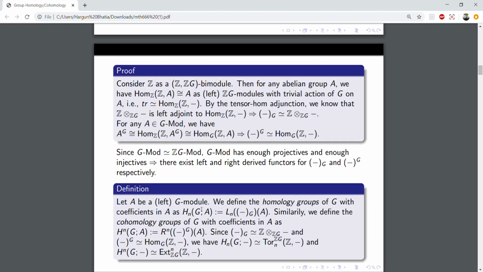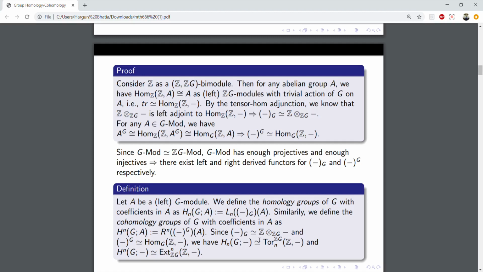Given any left G module A, we define the homology groups of G with coefficients in A. H_n(G, A) is defined to be the nth left derived functor of this coinvariance functor at this object A. Similarly, the cohomology groups with coefficients in A are defined to be the right derived functors of this invariance functor at A.